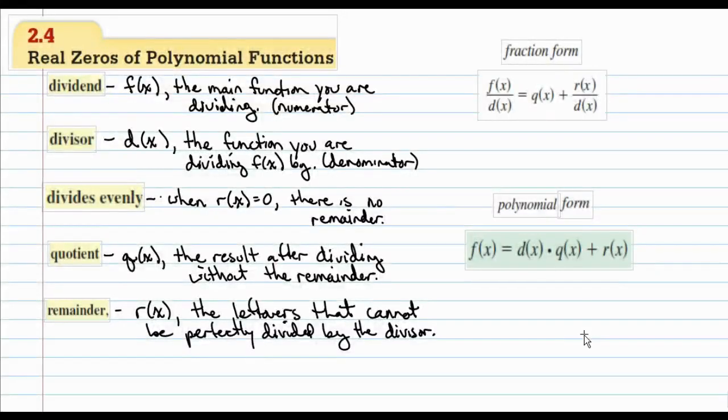This is the screencast for section 2.4, example 1, long division. Oh, the dreaded long division. Well, first of all, let's talk about some terminology for division.